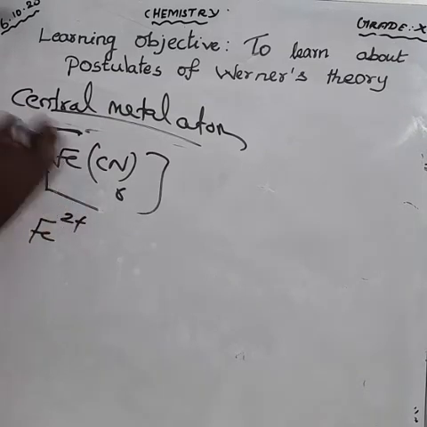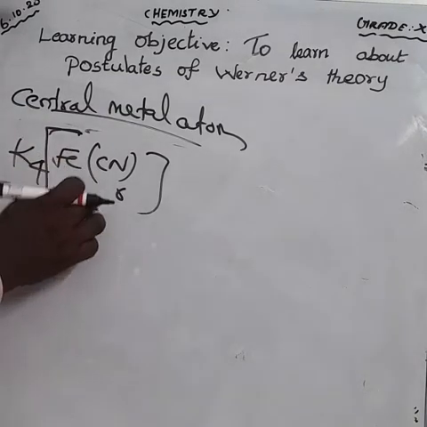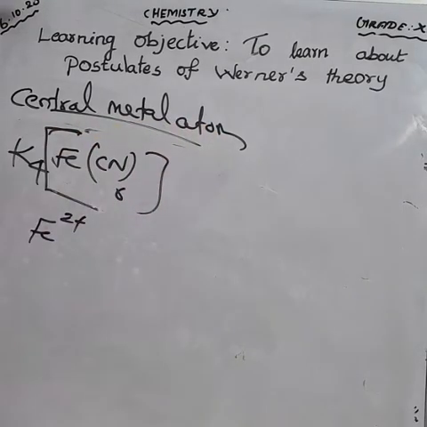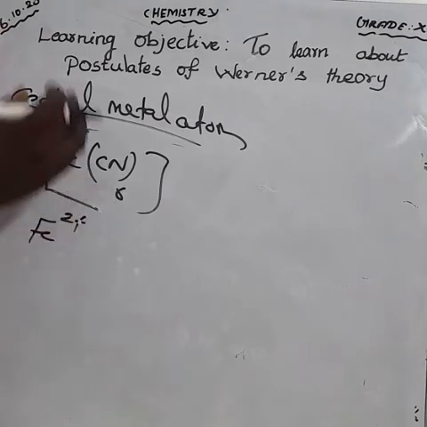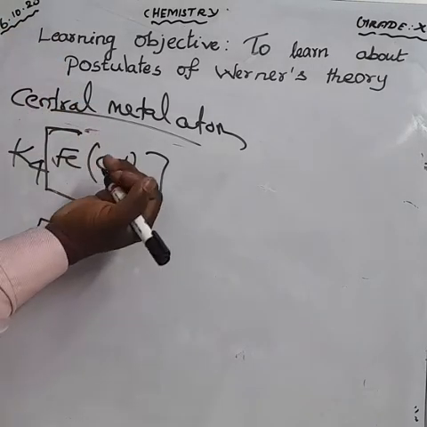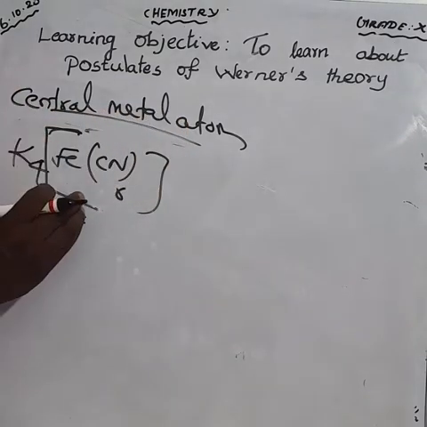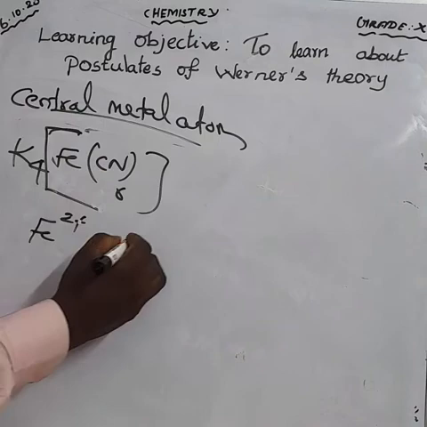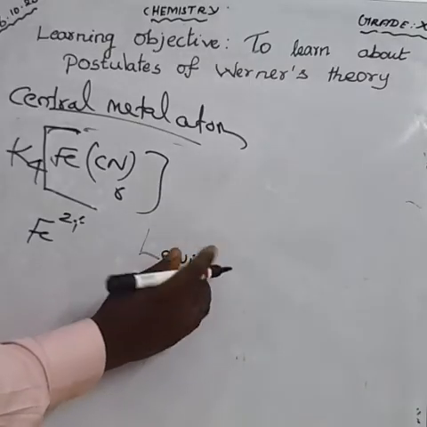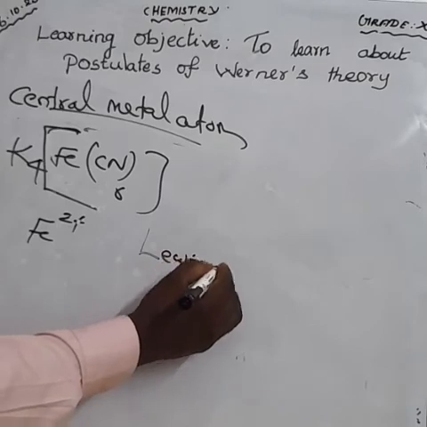What is the function of the central metal ion? The central metal ion has the ability to accept an electron pair. This is a one-word question. It is referred to as a Lewis acid. Okay, next we can learn about the ligand.